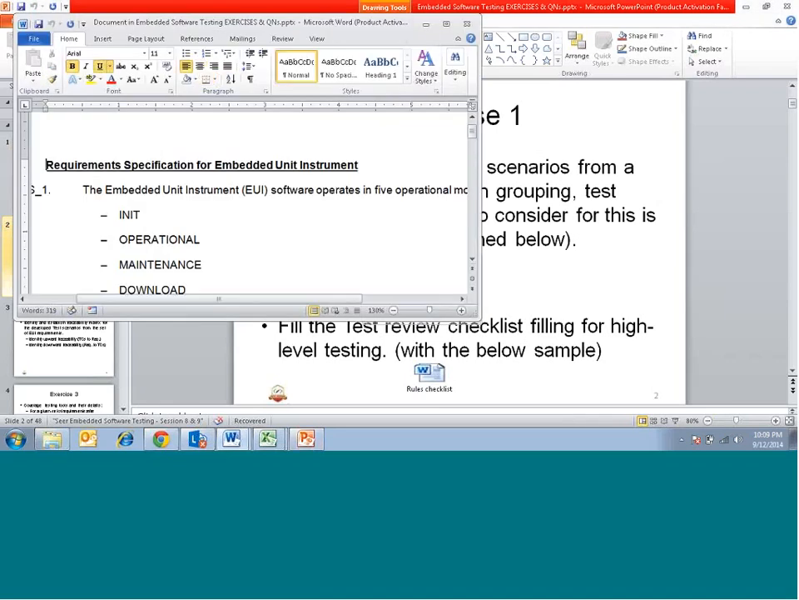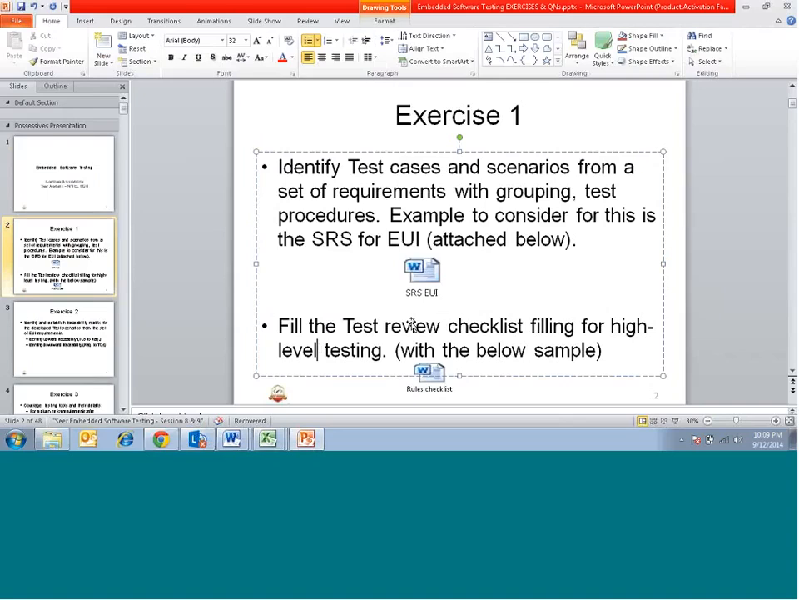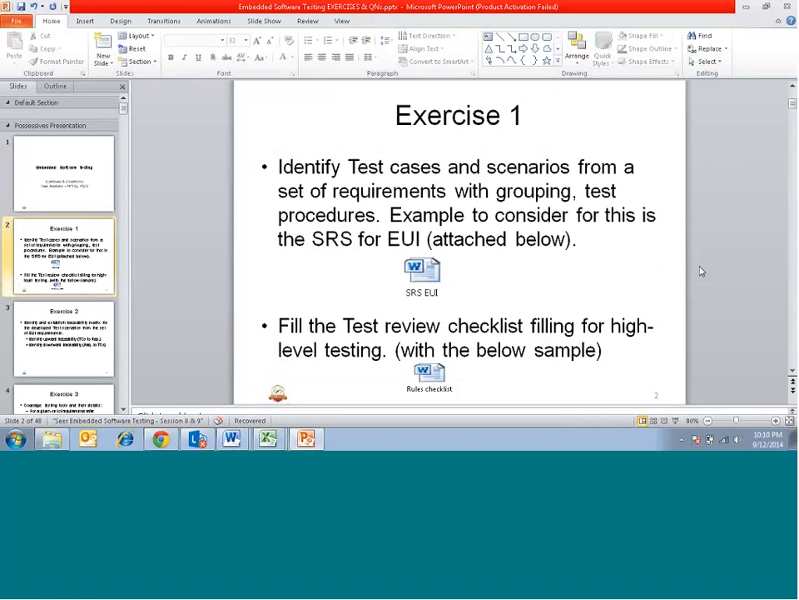Then we have a test review checklist. This is based on high level testing. There is a sample here. This is typically done as a completion step in order to take the credit of the embedded software testing, the high level testing that is done on the set of requirements. So this checklist will talk about the rules and whether those rules are followed, and whether that embedded software testing can be taken to the next level. So that is how the rules are used.